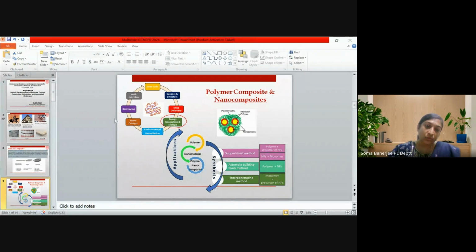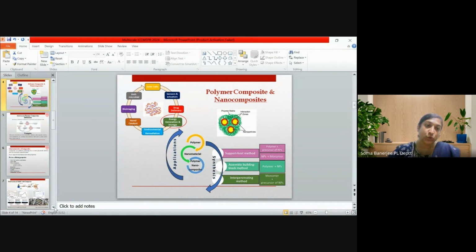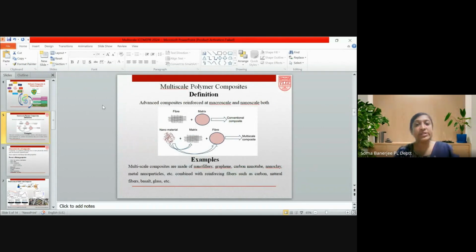So with this small introduction, I will specifically come to my topic for today's presentation, that is multi-scale polymer composites. Now, what is the definition of multi-scale polymer composites? Multi-scale polymer composites are those which have at least two reinforcements, one of which is in the macro scale and another in the nano scale.